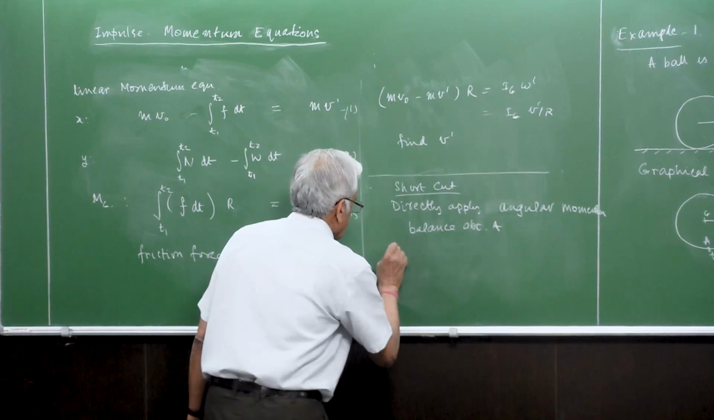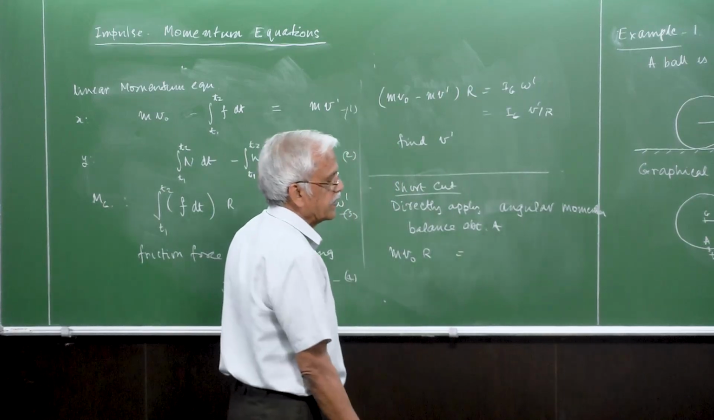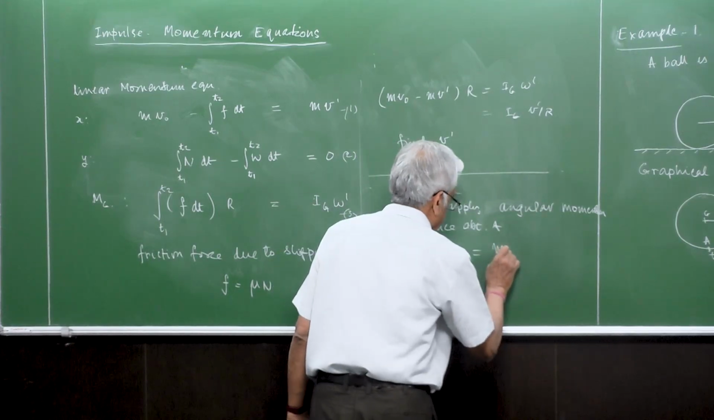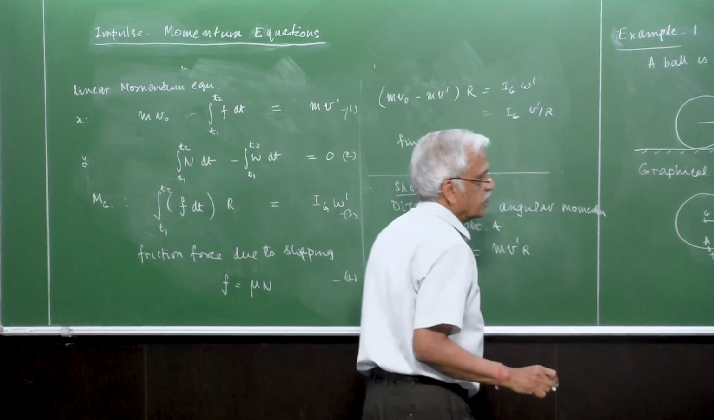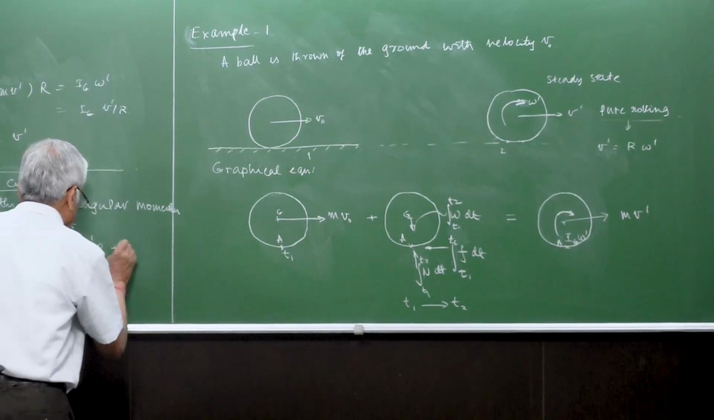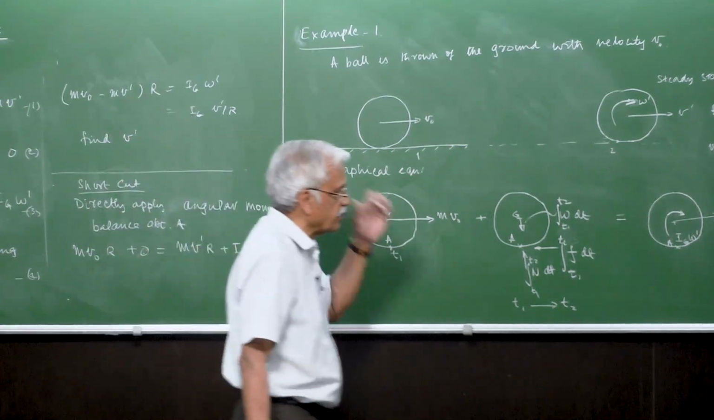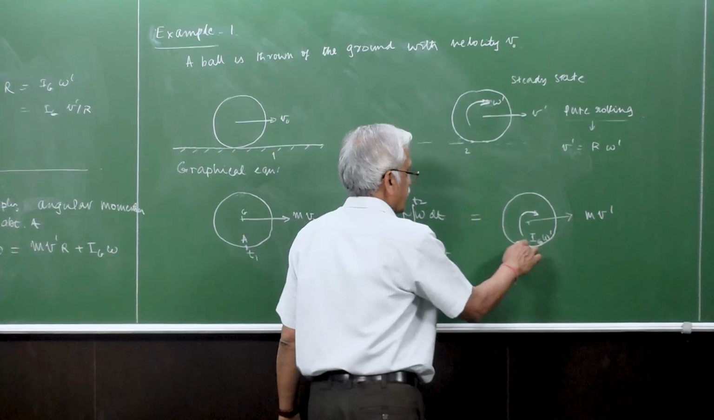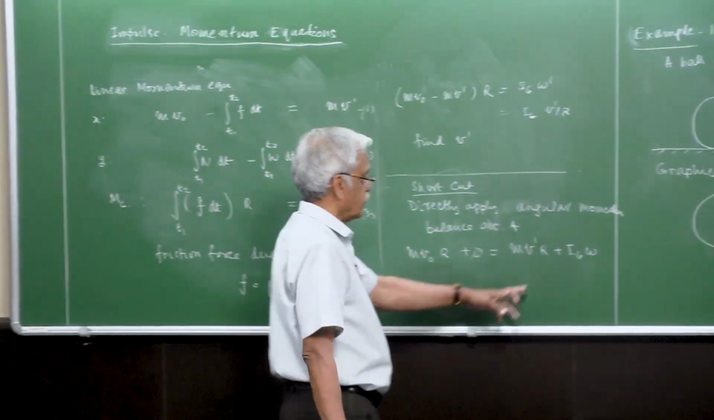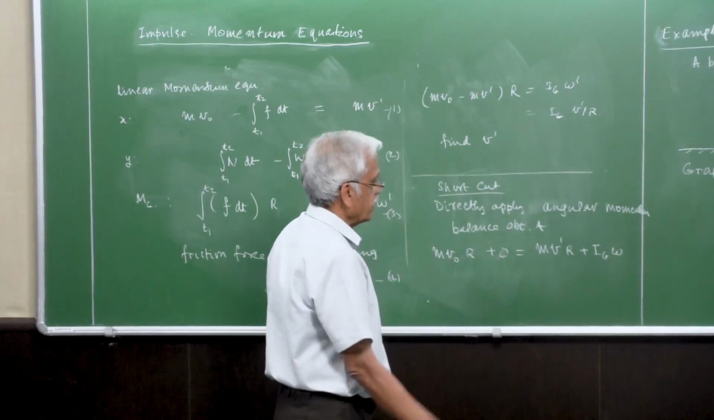So what does that mean? It's m v naught times R, and that's all. This is 0 here, and on the right side it is m v prime times R, because this m v prime has a moment about A together with the angular momentum. The angular momentum will not have any change, because either you can take it at G or at A, it doesn't matter. The only thing is that there is an additional contribution of the moment of linear momentum of m v prime about R.